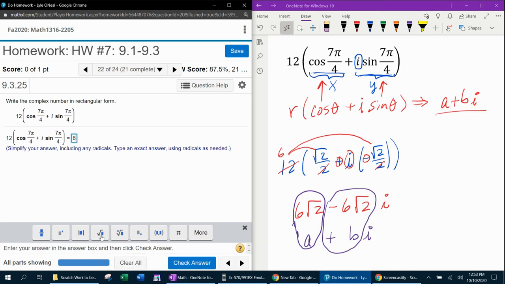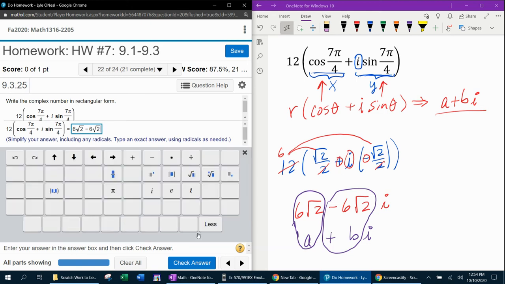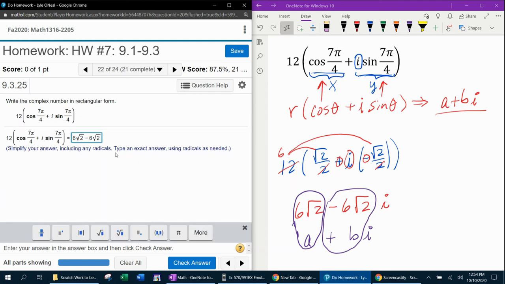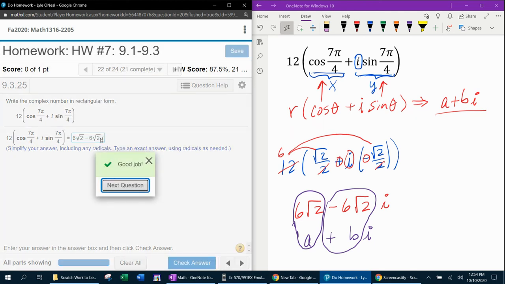Now, 6 square root of 2. Don't forget to move out from under and put minus 6 square root of 2. Don't forget to move out from under and put the i. And notice there's not an i down here. If I hit more, oh, there is an i here, but I can also just use the i from the keyboard. I can just put in an i from the keyboard. Either way is fine. Man, I hope that was helpful.